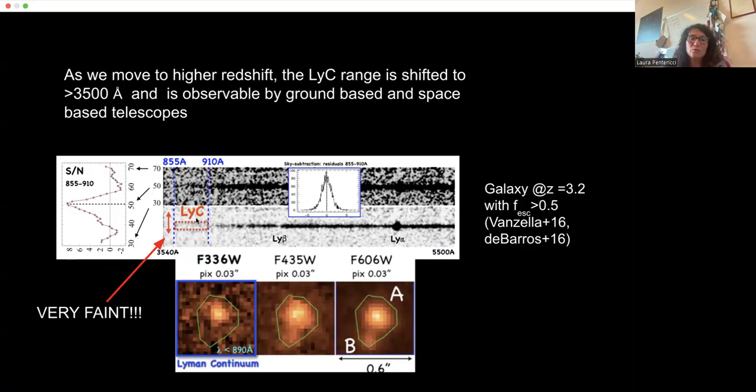This Lyman continuum range has been not only observed with the spectrum, but also with photometry, again, by HST. So the thumbnails in the bottom part are from HST. The filter 336 encompasses exactly the wavelength range where we see Lyman continuum, and the other 2 filters encompass the non-ionizing radiation, so from the stars.